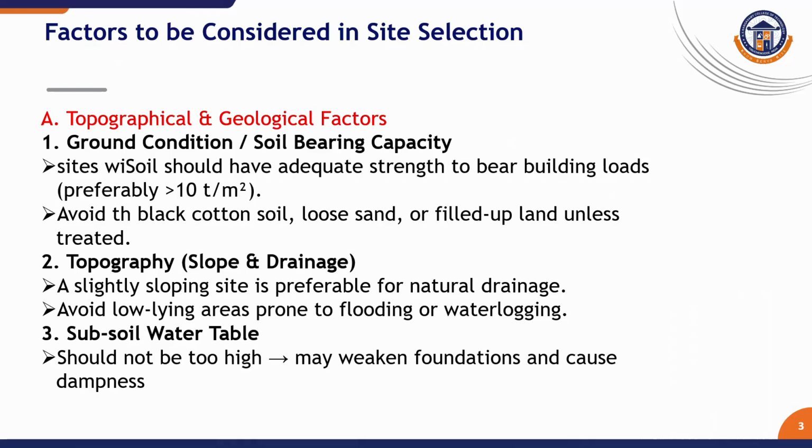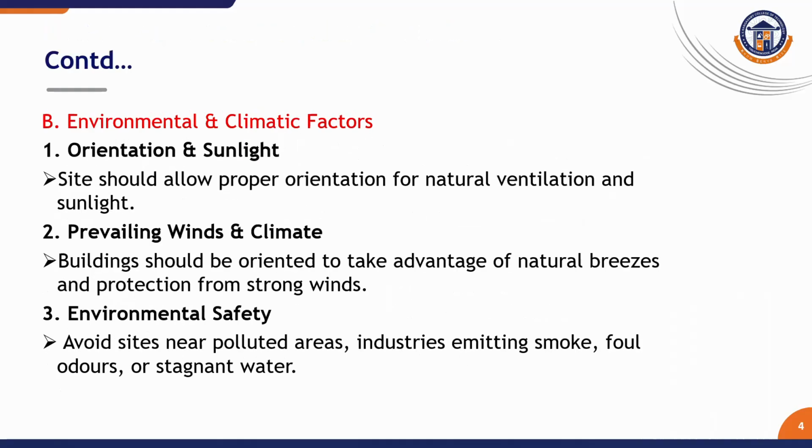Factors to be considered for site selection. The first one is topographical and geological factors, that is ground condition or soil bearing capacity, topography, slope and drainage, and subsoil water table. Ground conditions: sites with soil should have adequate strength to bear building loads, preferably greater than 10 ton per meter square. Avoid black cotton soil, loose sand or filled up lands. Topography: a slightly sloping site is preferable for natural drainage. The subsoil water table may weaken the foundation and cause dampness.